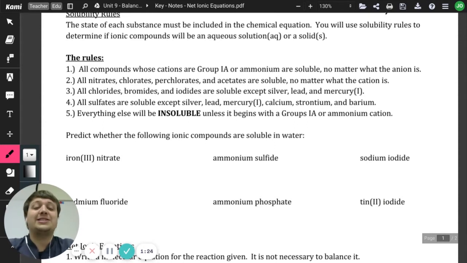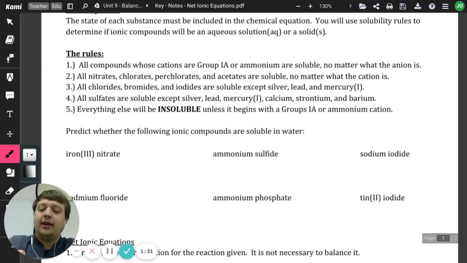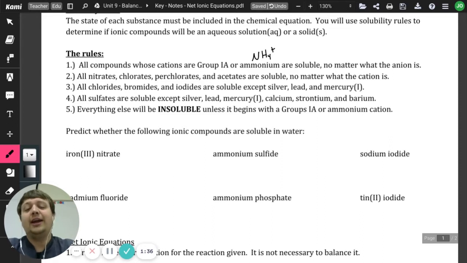Rule number 1 says all compounds whose cations are group 1 or ammonium. Now remember, ammonium is NH4 with a positive 1 charge. Everything that's got either something from group 1, so your metals over here, or ammonium, those are always going to be soluble, no matter what, okay? Which means that it will always be soluble, which would make it aqueous, right, because it would dissolve in water.